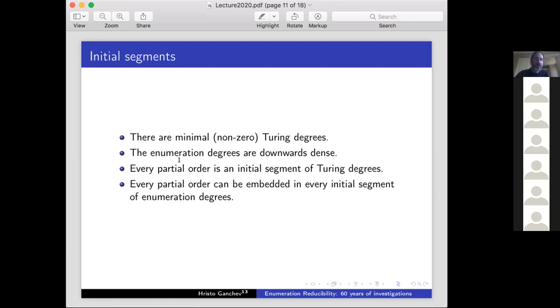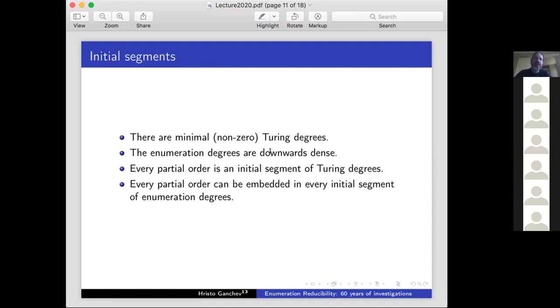Every partial order can be embedded as an initial segment of the Turing degrees, but every partial order can be embedded in every initial segment of the enumeration degrees. So these are quite different results. Here it is not actually a partial order, but an upper semilattice with least element. I'm sorry, this is not entirely correct. But as you can see, these two structures are quite different.